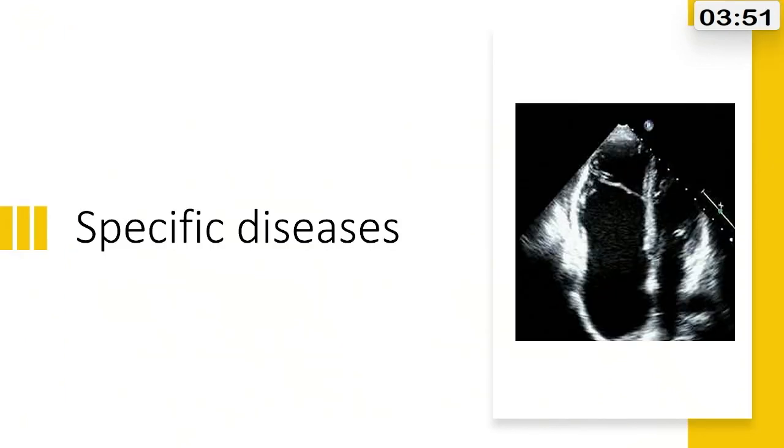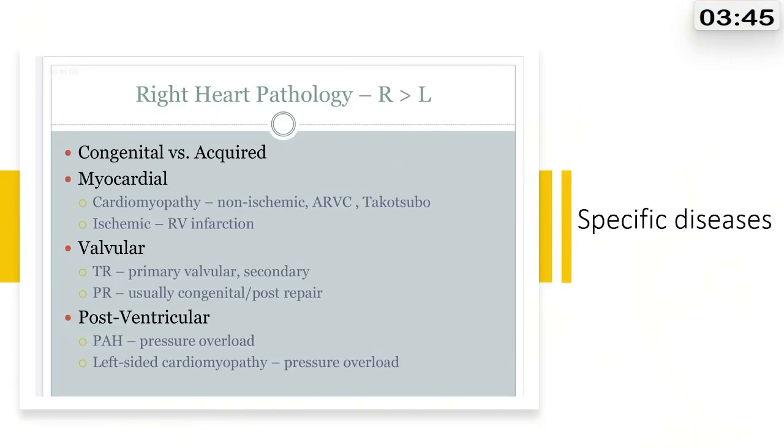There are specific diseases in which we are particularly interested in assessing the right ventricular function. Right heart pathology may be congenital, it may be acquired, it may be myocardial, for example in cardiomyopathy, especially in patients with arrhythmogenic right ventricular dysplasia. RV infarctions, although not very common, have to be assessed. Tricuspid regurgitation and pulmonary regurgitation, if they are organic, we have to properly assess the right ventricular function. And we still have a post-ventricular effect on the right ventricle in patients with pressure overload, either due to pulmonary arterial hypertension or in patients with left-sided cardiomyopathy with back pressure to the right side.